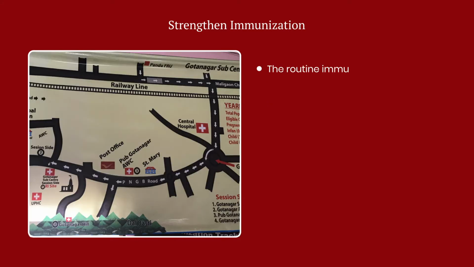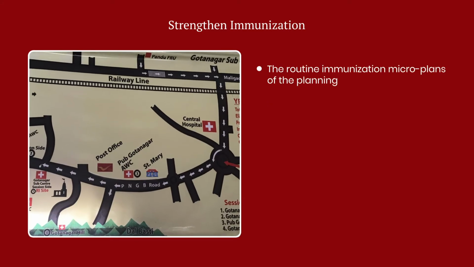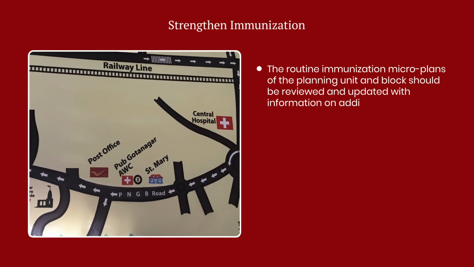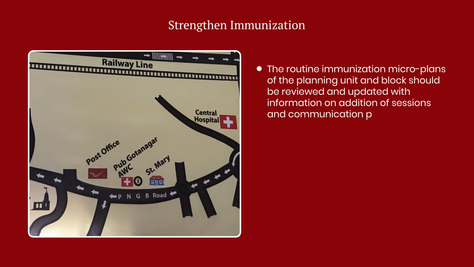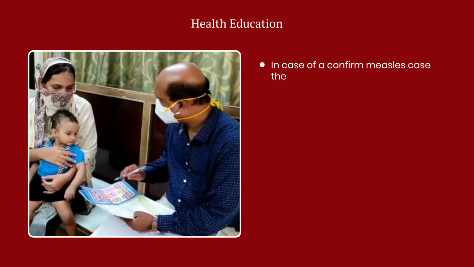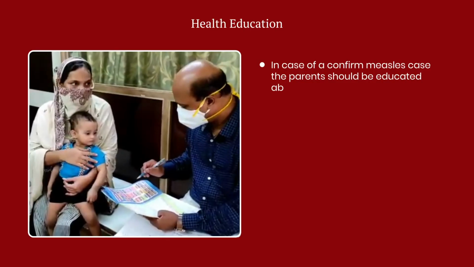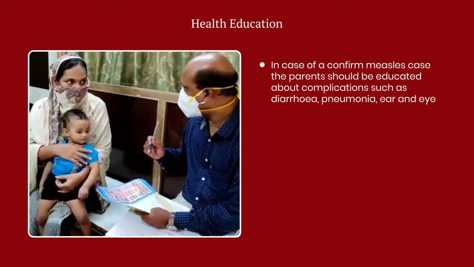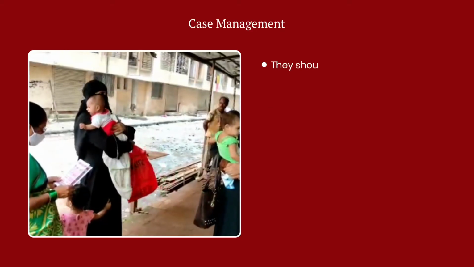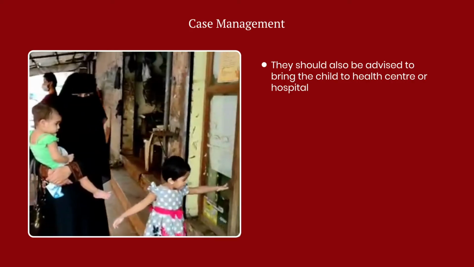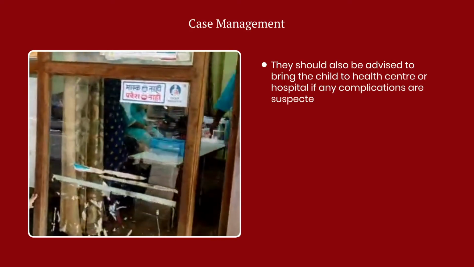The routine immunization microplans of the planning unit and block should be reviewed and updated with information on addition of sessions and communication plans. In case of a confirmed measles case, the parents should be educated about complications such as diarrhea, pneumonia, ear and eye infections. They should also be advised to bring the child to a health center or hospital if any complications are suspected.